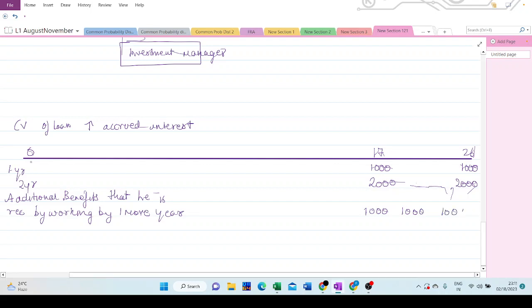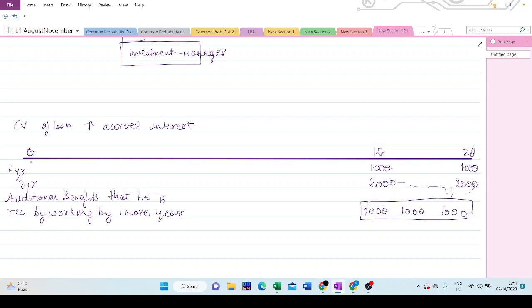ठीक है? Now guys, present value of these additional benefits calculate करना at the time of retirement. ये calculate करो. We don't have to calculate this on 31st December 2021. He had joined on 1st January 2020. By 31st December 2020, he had worked for 1 year. And by 31st December 2021, he had worked for 2 years. So we need to calculate the present value of these additional benefits at the time of retirement, that is here.